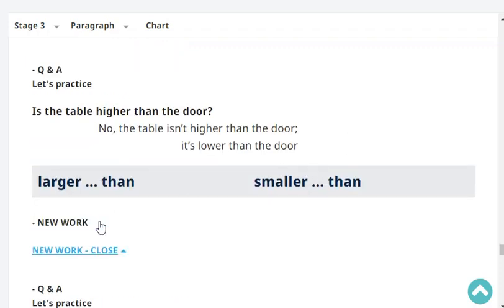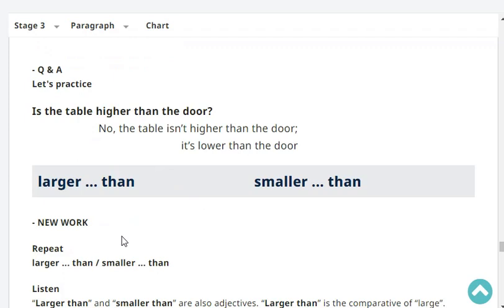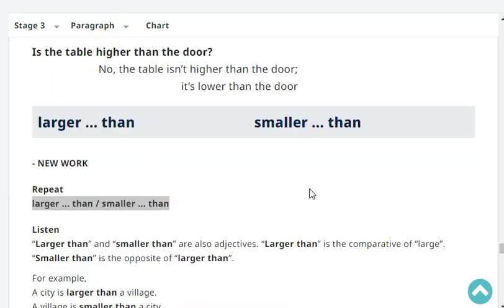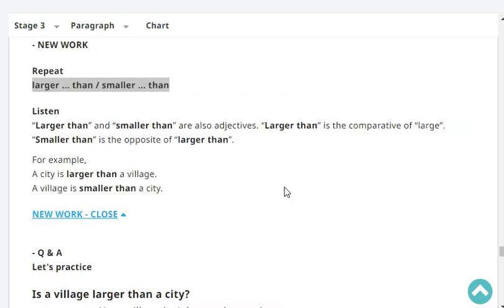Let's repeat. Larger than. Smaller than. Okay, very good. Okay, listen. Larger than and smaller than are also adjectives. Larger than is the comparative of large. And smaller than is the opposite of larger than and the comparative of small. For example, a city is larger than a village. A village is smaller than a city.